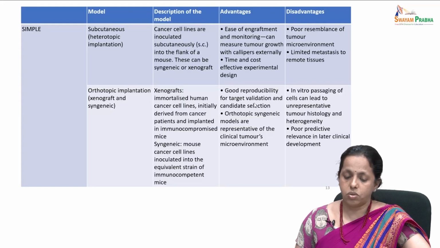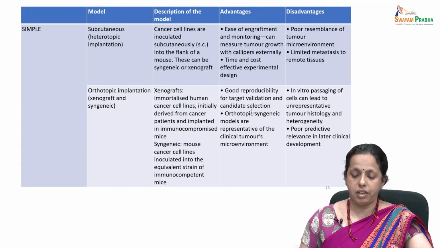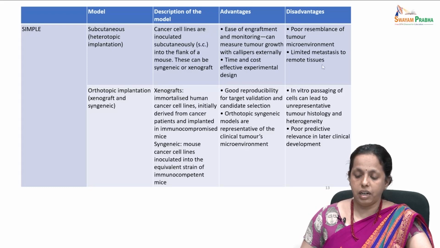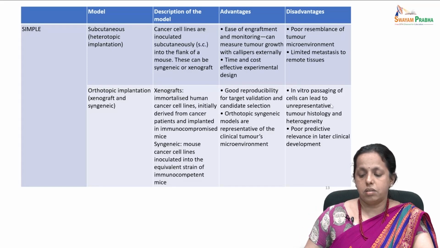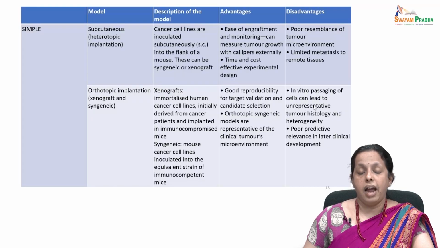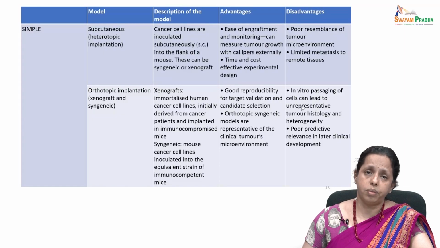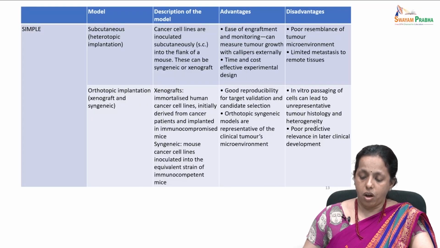Though this is good in reproducibility for target validation and for candidate selection, some of these models are not representative of the clinical tumor microenvironment. This is because there is so much in vitro passaging, and that too in different strains of different mice models, which is different from the human. It can lead to many of the original characteristics of the tumors being lost.